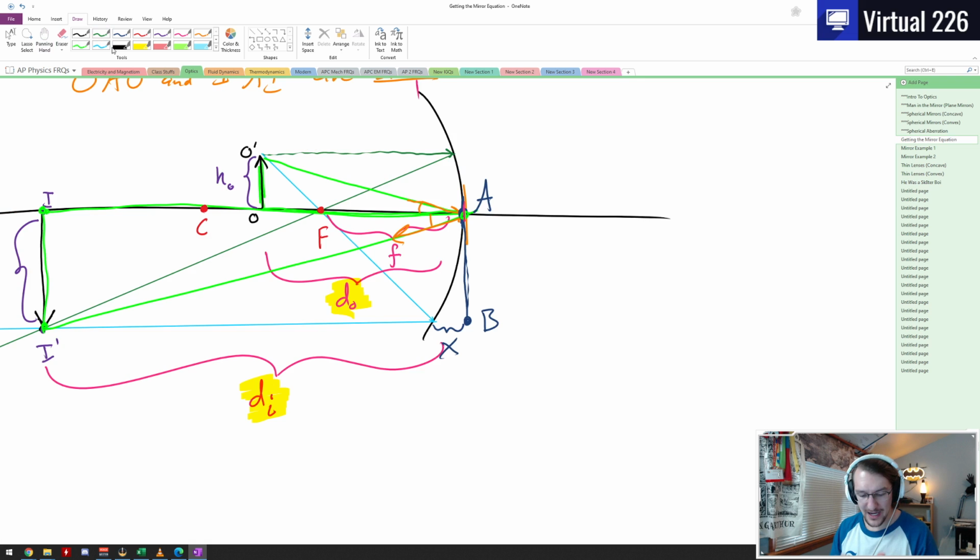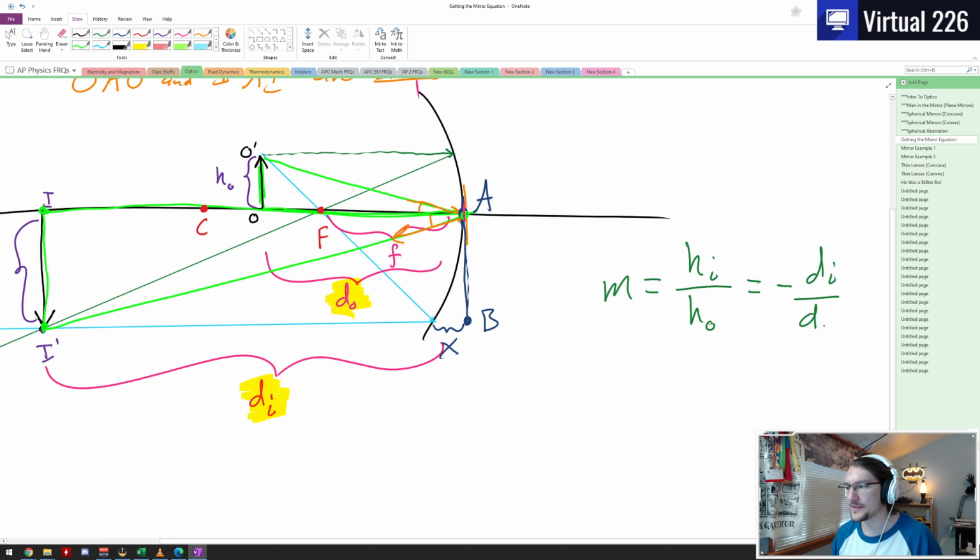What this allows us to state is that the magnification is equal to the height of the image over the height of the object. That's how we can magnify an image. And this is going to be equal to the negative of the distance of the image over the distance of the object.